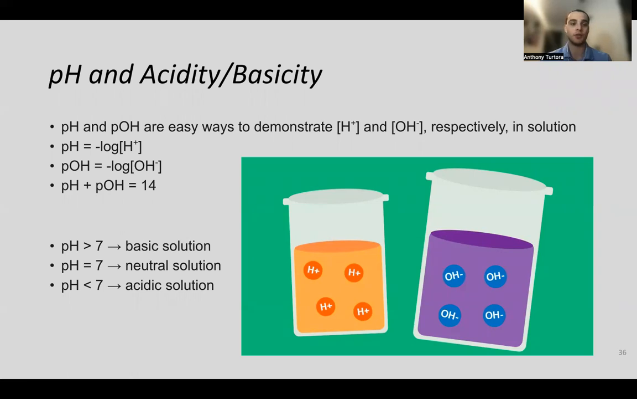And then we know when we are looking at pH and the numbers associated with them, if the pH is greater than 7, we have a basic solution. If the pH is equal to 7, we have a neutral solution. And if the pH is less than 7, we have an acidic solution.